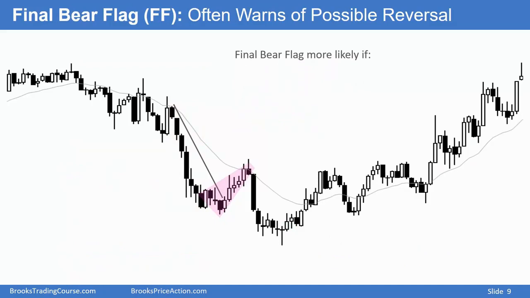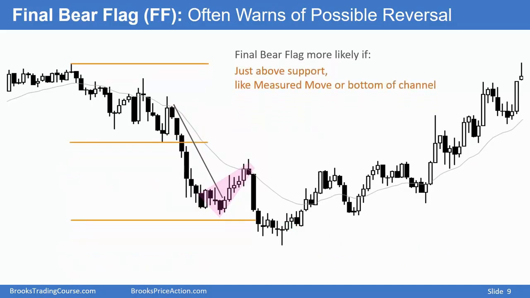The final bear flag is more likely if the bear flag is right above support, like a measured move target or the bottom of a channel. If there is a series of sell climaxes, in other words, an exhausted trend, the bears probably will stop selling and wait to see if the bulls can reverse the market. If after 10 or 20 bars the bulls are unable to reverse the market, the bears will try to sell again. But when there's a series of sell climaxes, a lot of times the bears will stop selling, they'll take profits, and wait to see what the bulls can do.